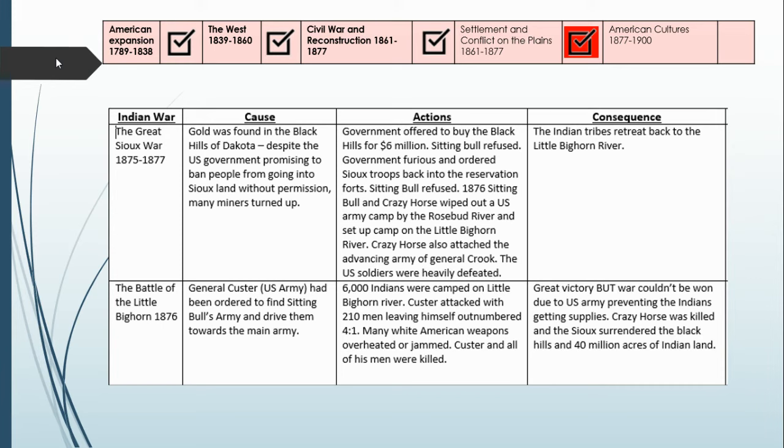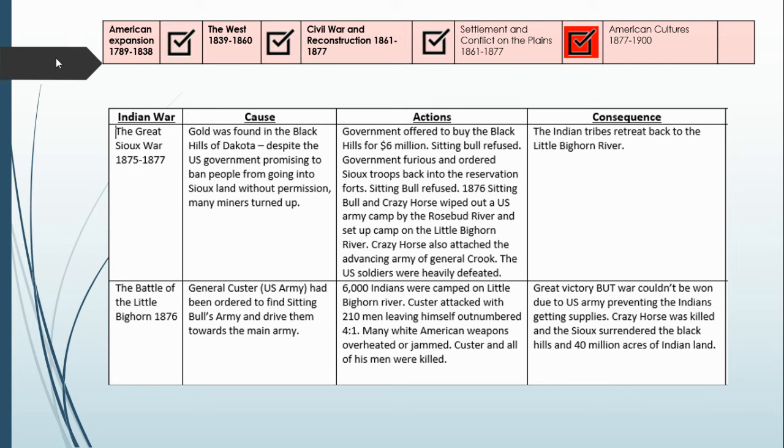The actions then: 6,000 Indians were camped on Little Bighorn River. Custer was attacked with 210 men, leaving him outnumbered 4-1. Many white Americans' weapons overheated or jammed, and Custer and all of his men were killed. So this is not the result at all that the US Army expected. The Indians did a great job of fighting back against the US Army.